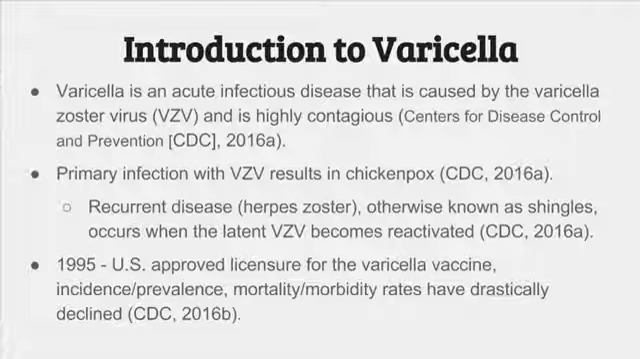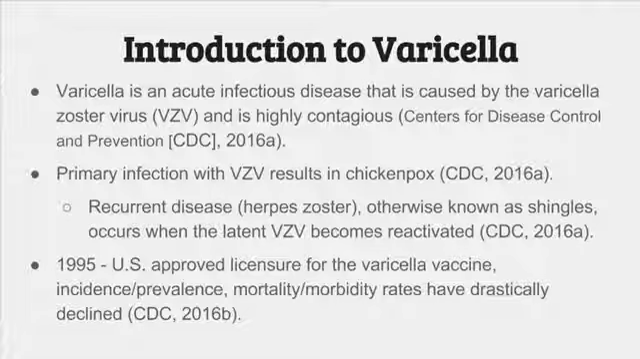Varicella, or the chickenpox, is a highly contagious and acute disease that is caused by the varicella zoster virus. Anyone that hasn't received the varicella vaccine or hasn't had the chickenpox illness is at risk of developing the chickenpox. Additionally, those who have had the chickenpox illness previously are at risk of developing shingles or herpes zoster virus. In 1995, the U.S. approved licensure for the varicella vaccine, and since then, the incidence, the prevalence, mortality, and morbidity rates have drastically declined.